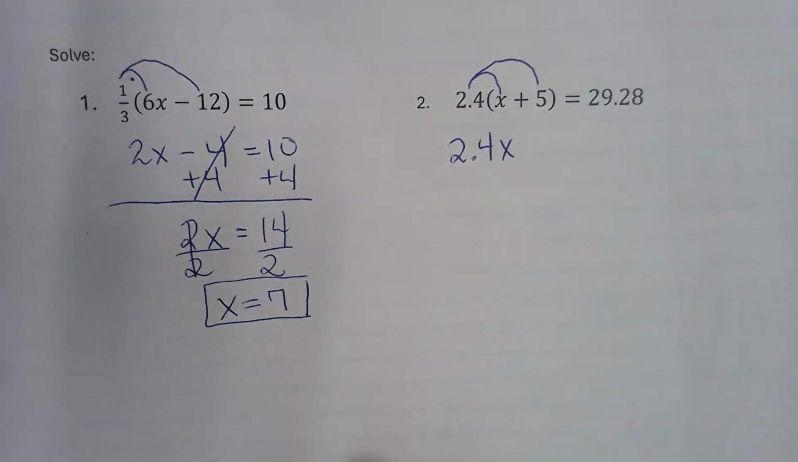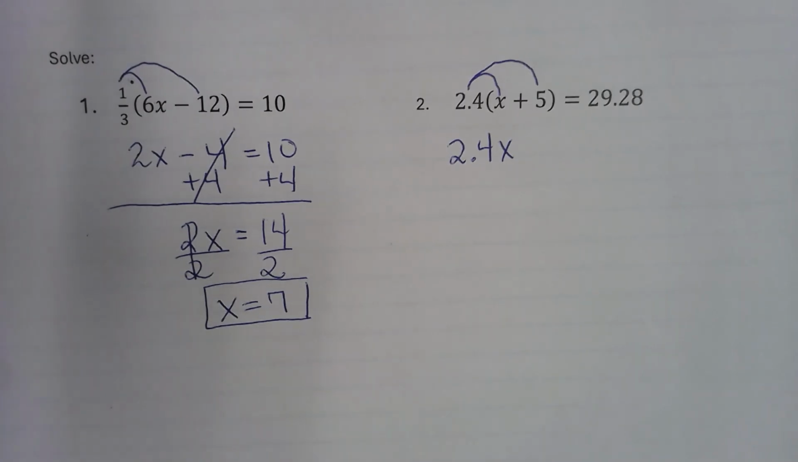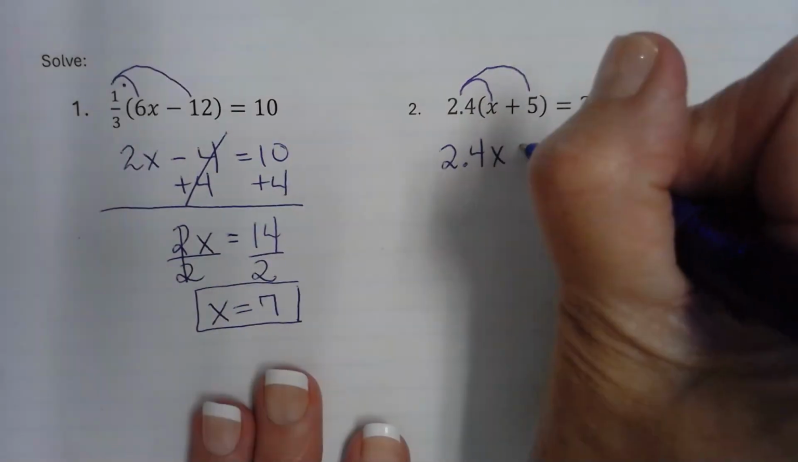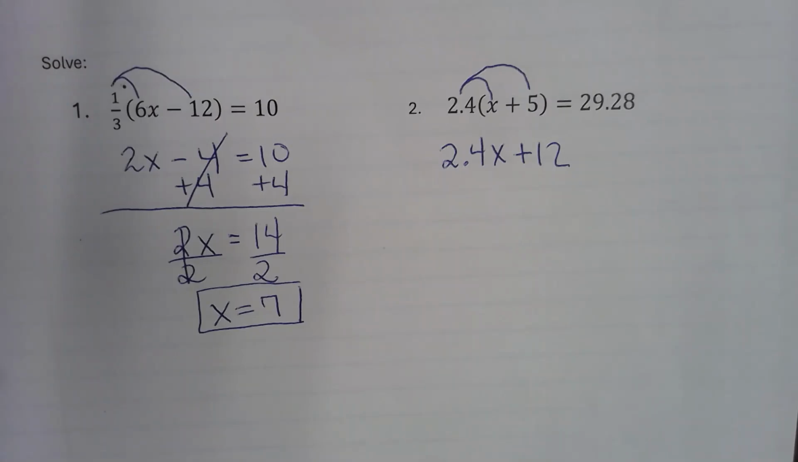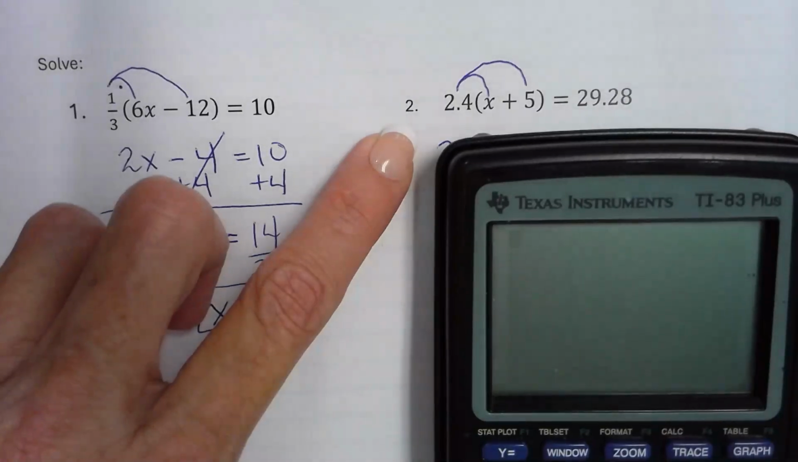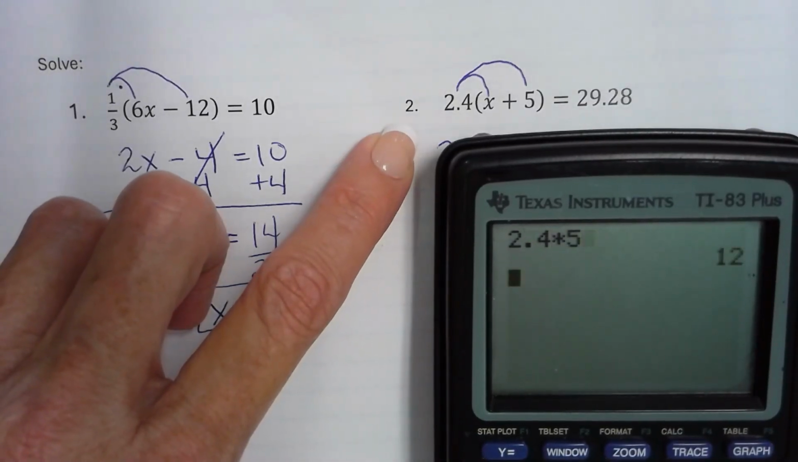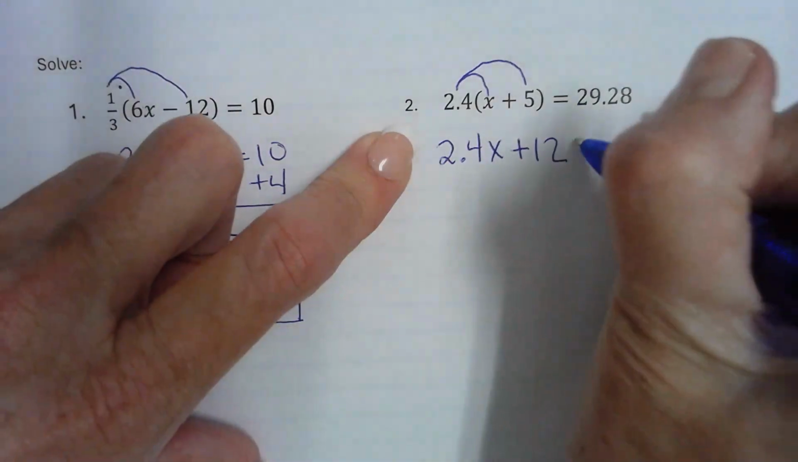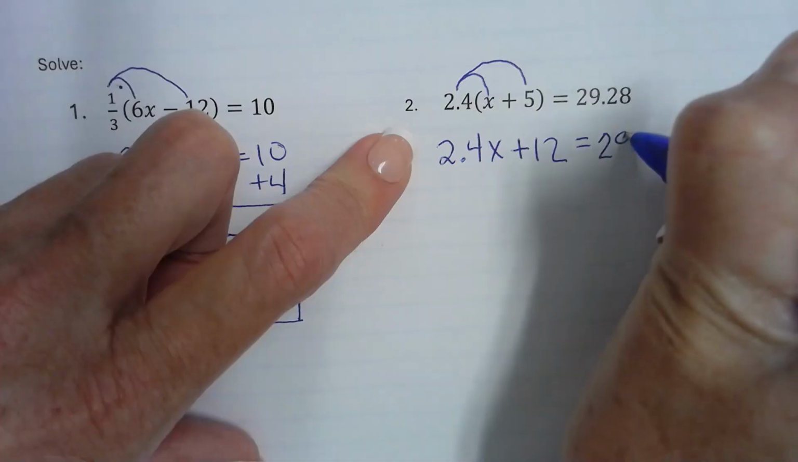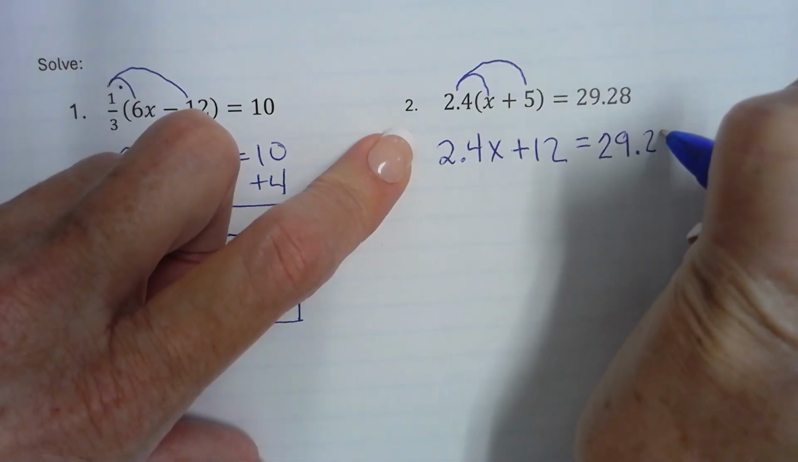2.4 times 5, all we got to do is pop that bad boy in the calculator, and what we get? Y'all, that's nothing but 12, and don't forget that would be a positive 12. We need that sign in there. Okay? So I'll show you. We are multiplying 2.4 times 5, because with distribution it's multiplying. Okay? Bring down the equal sign, bring down 29.28. Okay?